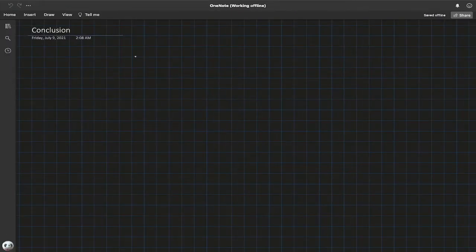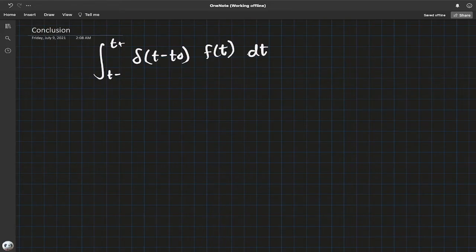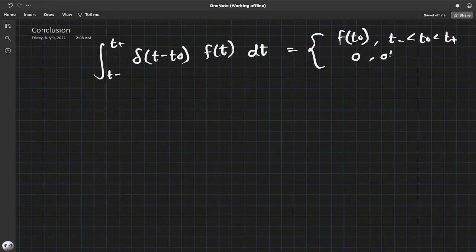So before ending this video, I would just like to introduce one property. The integral from t minus to t plus of delta(t minus t naught) times some function dt, so the product of the Dirac delta and the function, is going to give you the function evaluated at the zero of the Dirac delta if that zero is in the range, and 0 otherwise.